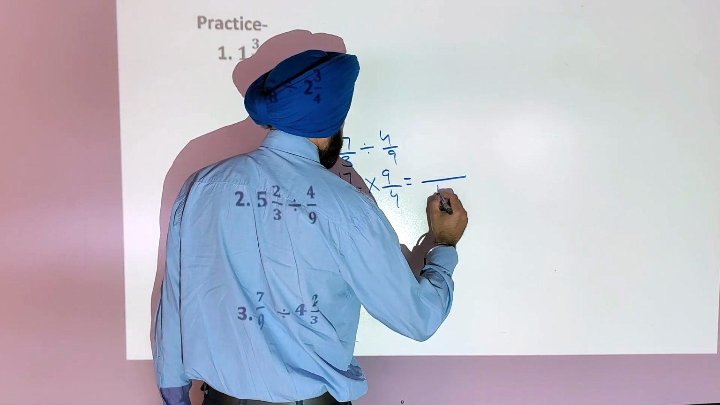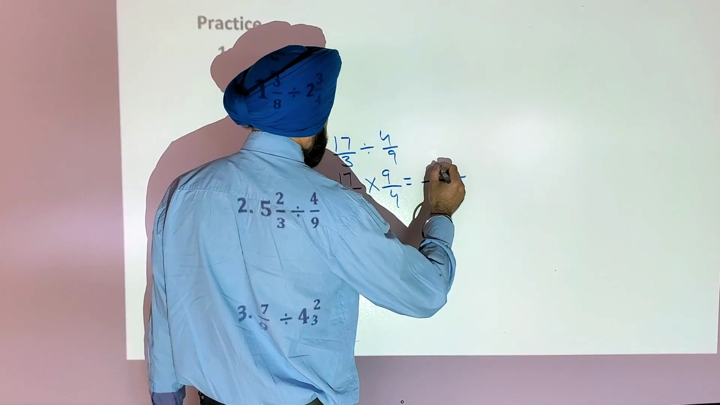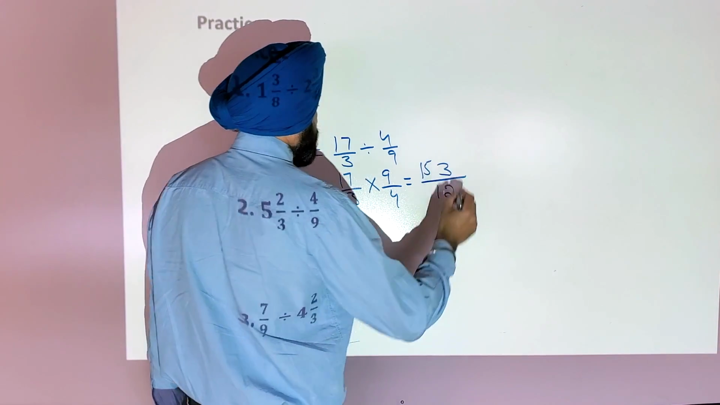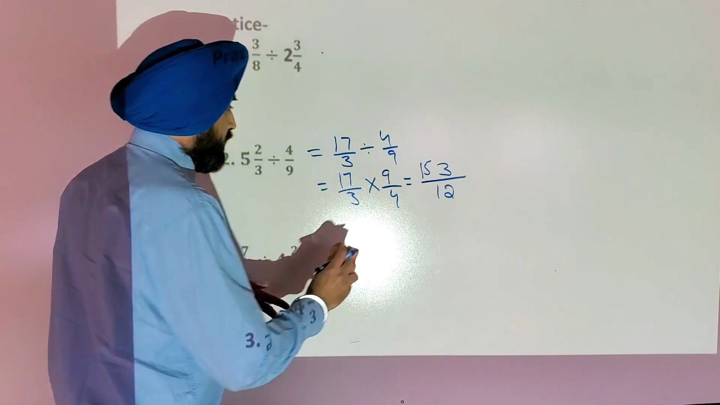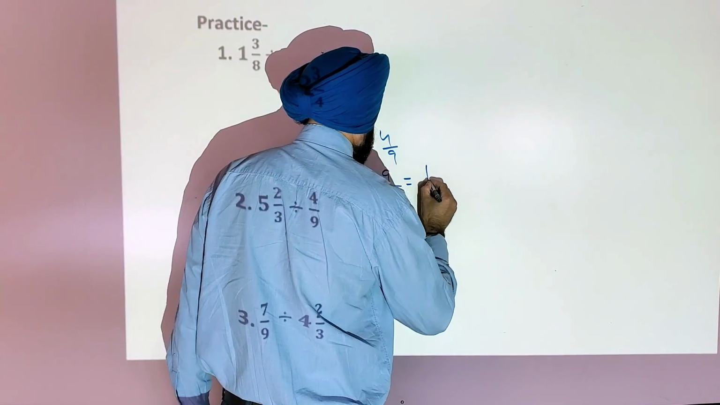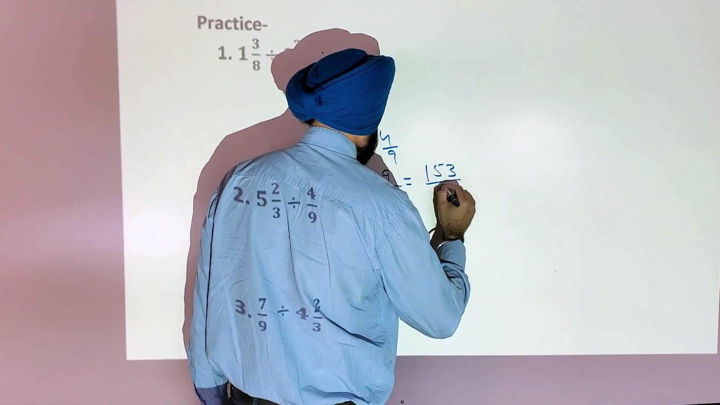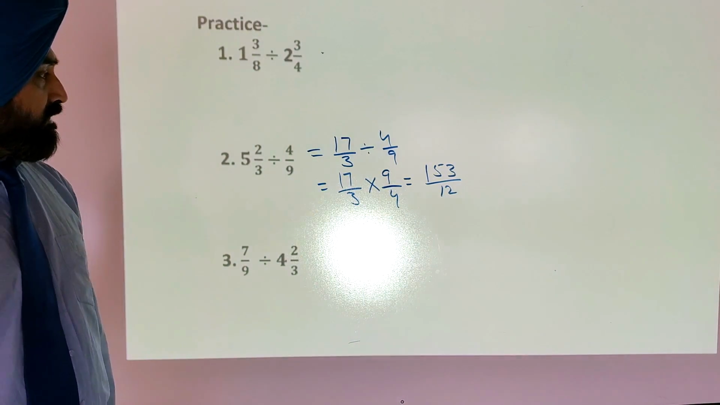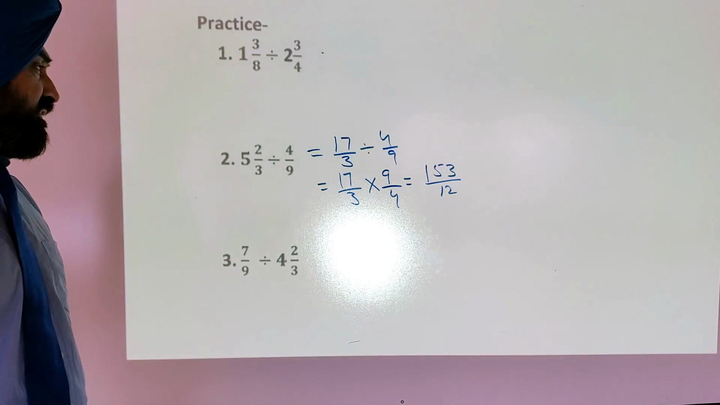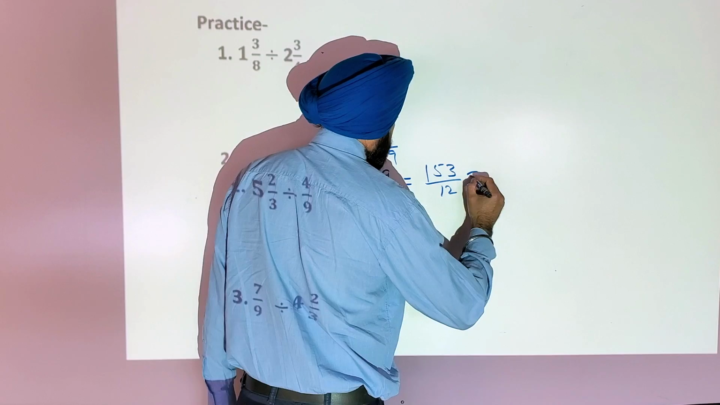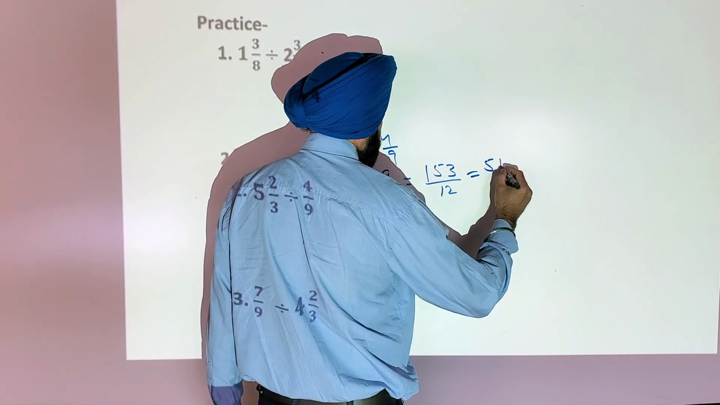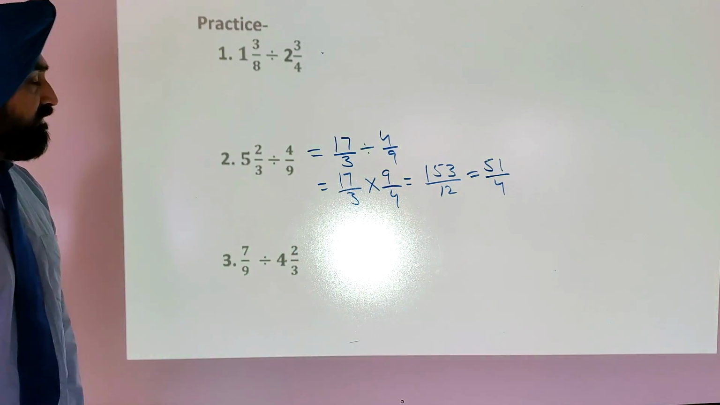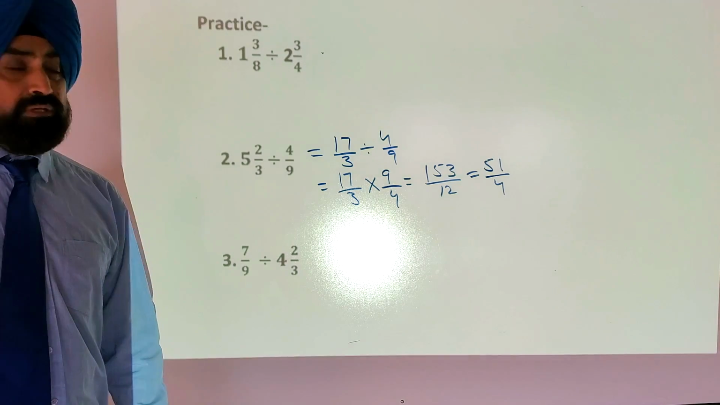3 times 4 is 12. So 17 times 9 is 153. I'll write 153 over 12. Then see if it is possible to reduce it. So both can be divided by 3 here, right? So 3 times 51 is 153, and 3 times 4 is 12. And if you want, you can write this as a mixed numeral also.